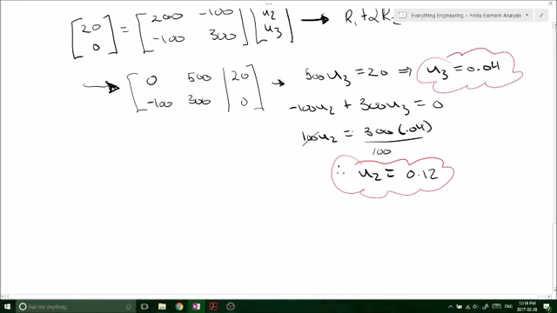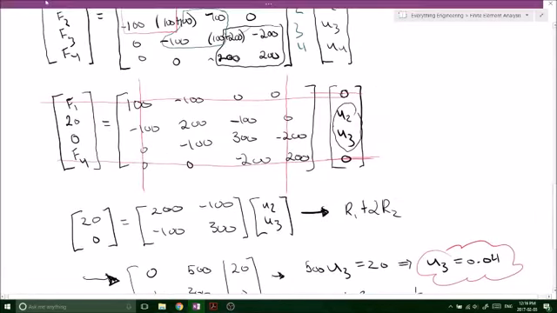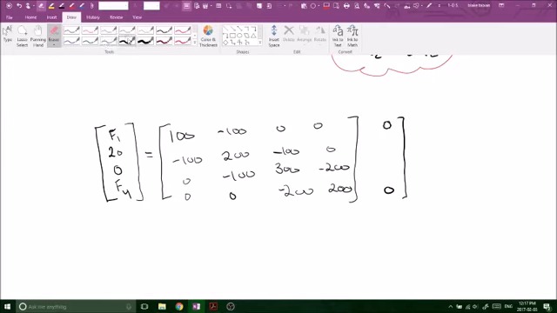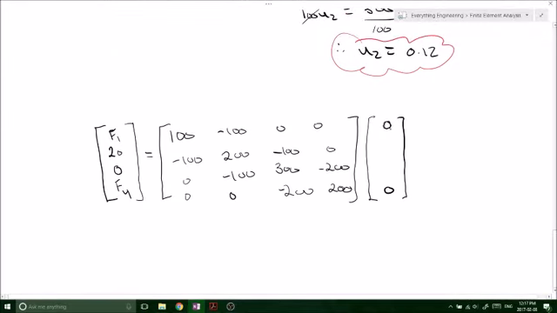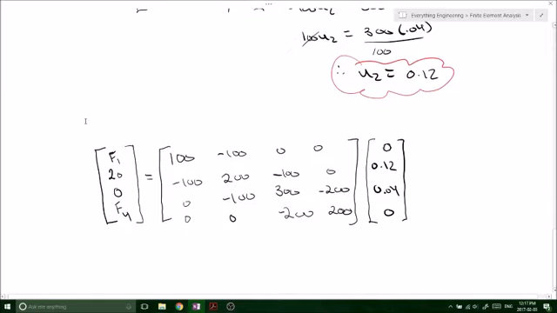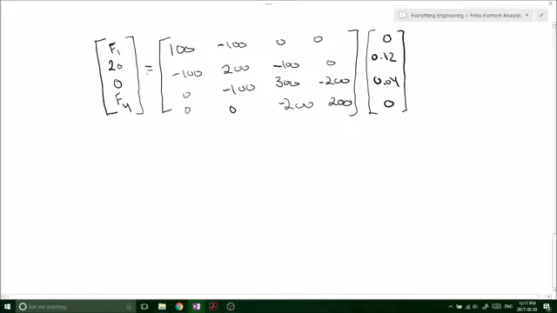U2 and U3. So now let's plug everything back into our big matrix up here. Okay, so looking back at our matrix that we crossed out our rows and columns for, we can plug in our values for U2 and U3. So U2 was 0.12 and U3 was 0.04. So now we have a system of equations and we just have our unknowns F1 and F4. In order to solve for these, all we have to do is matrix multiplication.